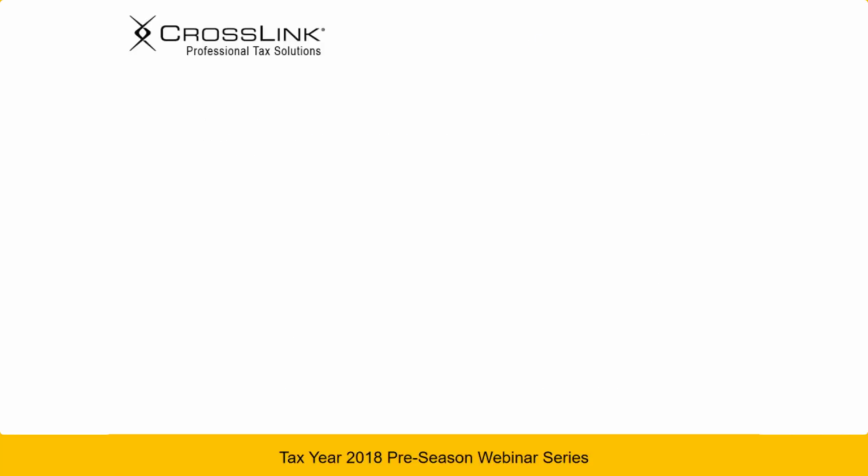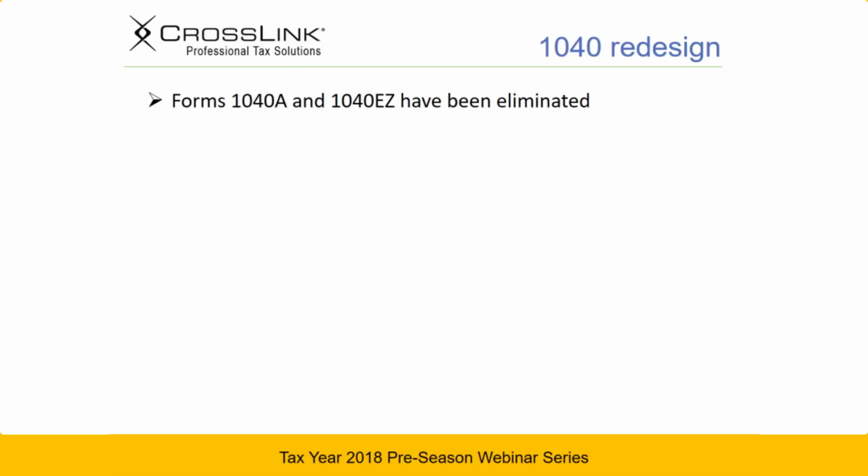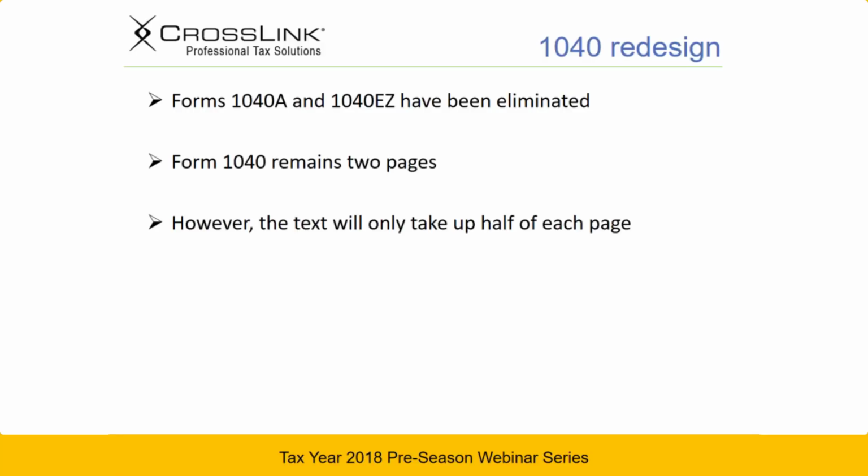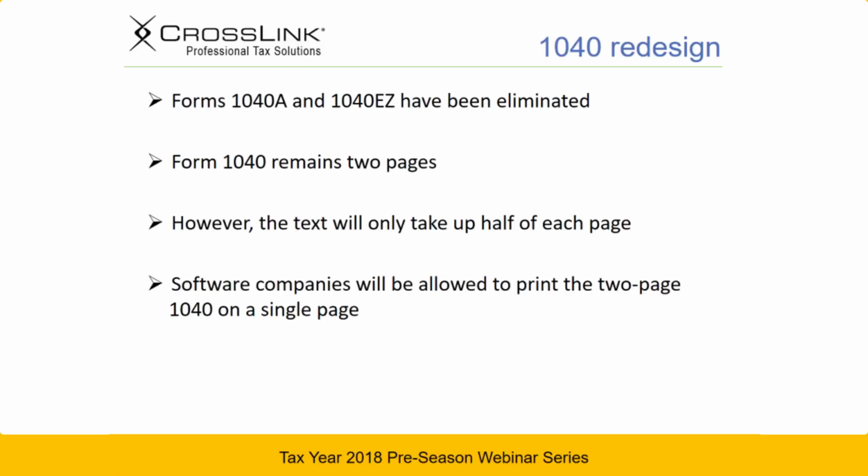Next up, we want to talk about the 1040 design. And folks, I'm sure many of you have already cracked your new software. You've already taken a look at it, but there are some things that we need to make sure that everyone understands. First of all, Forms 1040A and 1040EZ, they've been completely eliminated. And the Form 1040 itself remains 2 pages long. However, the text will only take up about a half page on each page. What we also did make sure that we were able to do as a transmitting company is that the software companies are allowed to print the 2-page 1040 on a single page. Now, since they are shortened pages, what we did want to do is show you very quickly what's included on each page.